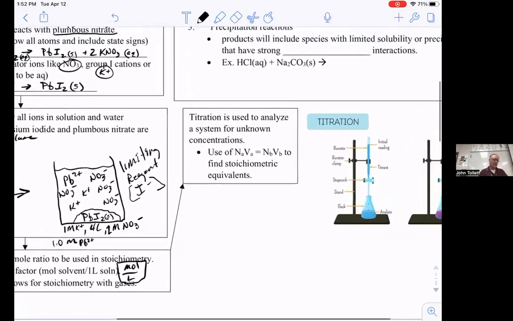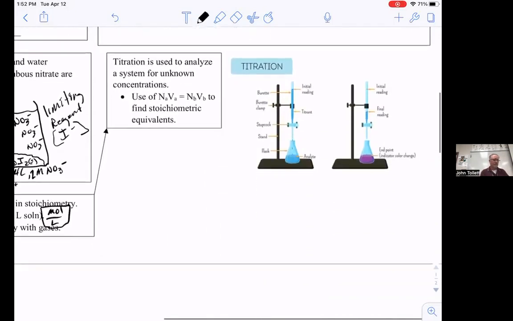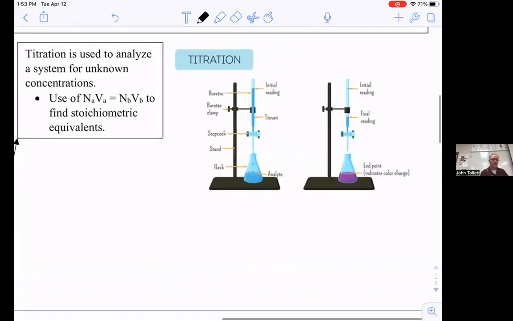Let's see, should we go over to titration? We'll go ahead. Let's do the titration. Titration is used to analyze a system where you don't know the concentration of one of them, but you do know the concentration of the other. Usually the titrant, your known concentration, is going up here in your burette, and your unknown is the thing you're analyzing, your analyte. So this is usually your unknown. It's not always that way.